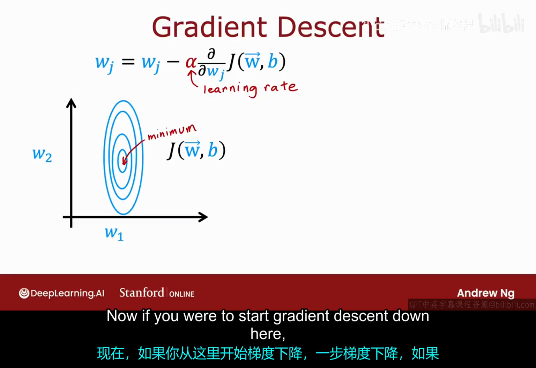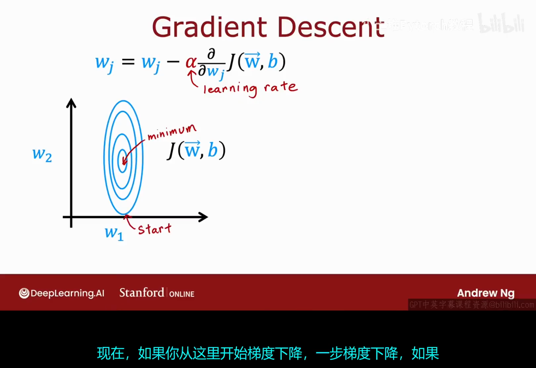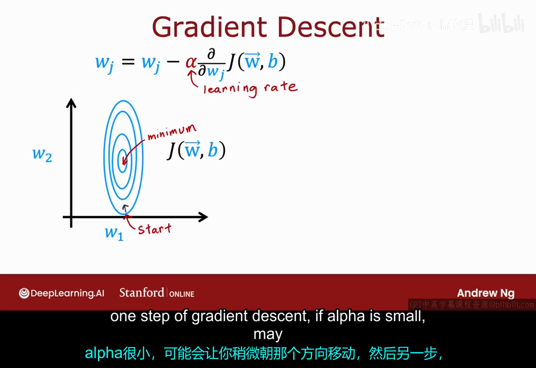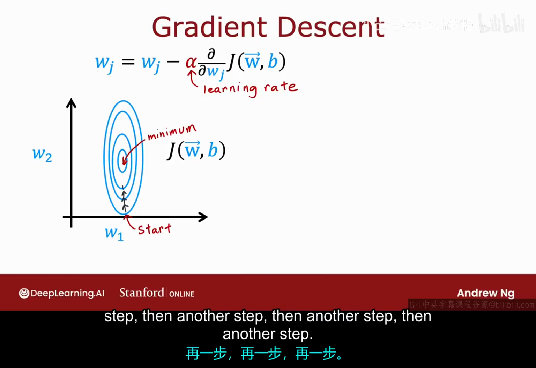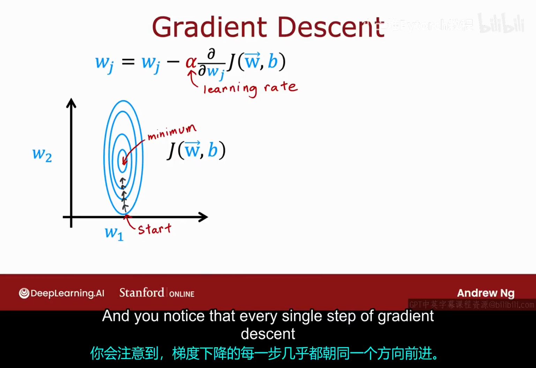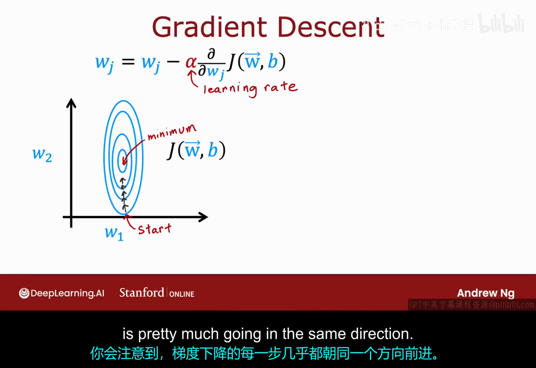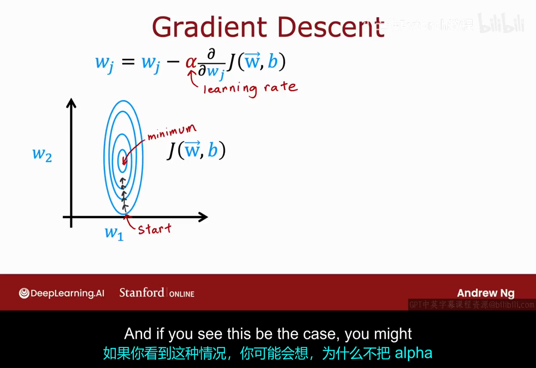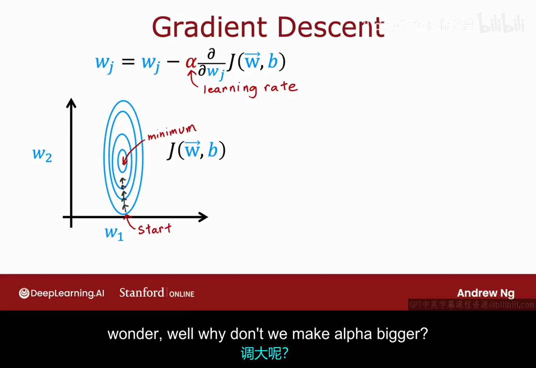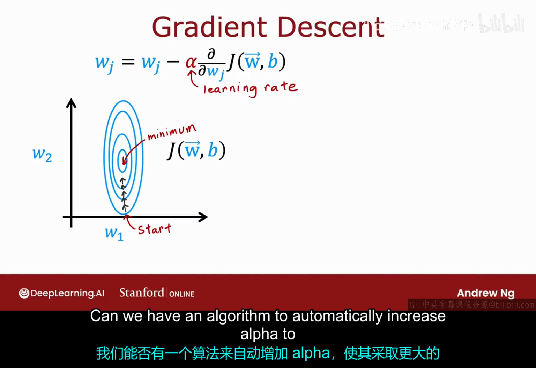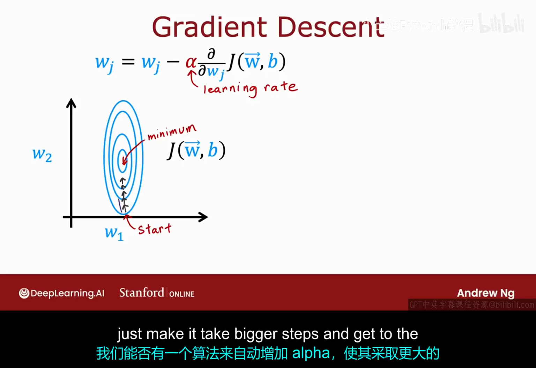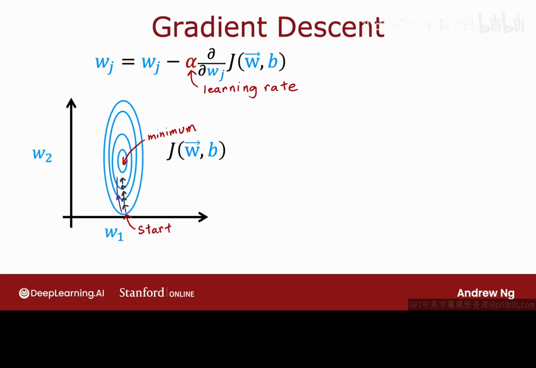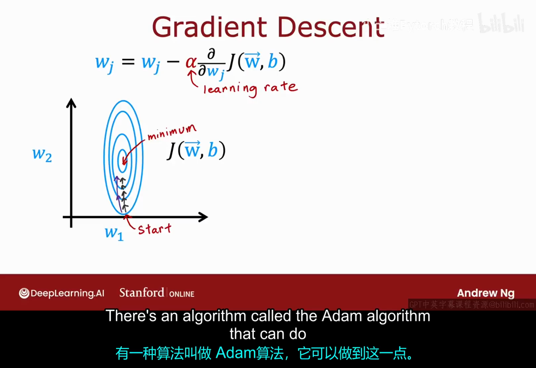Now, if you were to start gradient descent down here, one step of gradient descent, if alpha is small, may take you a little bit in that direction, then another step, then another step, then another step, then another step. And you notice that every single step of gradient descent is pretty much going in the same direction. And if you see this to be the case, you might wonder, well, why don't we make alpha bigger? Can we have an algorithm to automatically increase alpha to just make it take bigger steps and get to the minimum faster? There's an algorithm called the Adam algorithm that can do that.